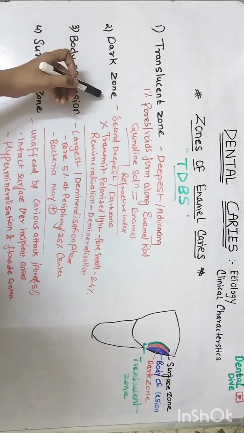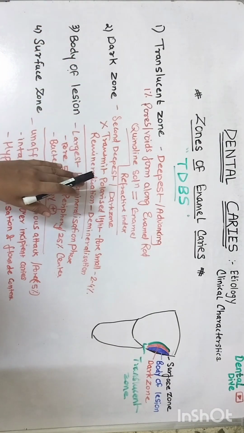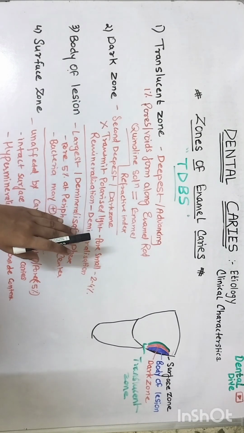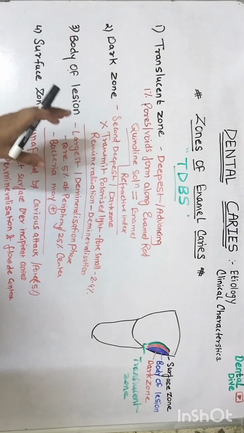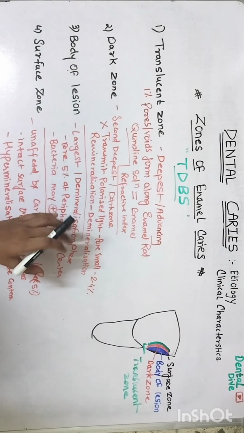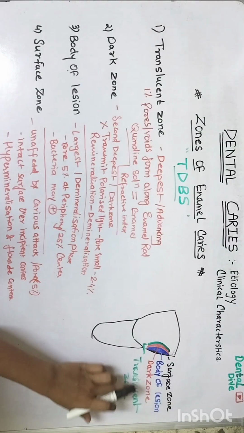Then the third one is dark zone. It is the second deepest area. It cannot transmit polarized light because of the small pore size. It is the phase of remineralization and demineralization. Therefore, it is less in area. It is the dark zone.